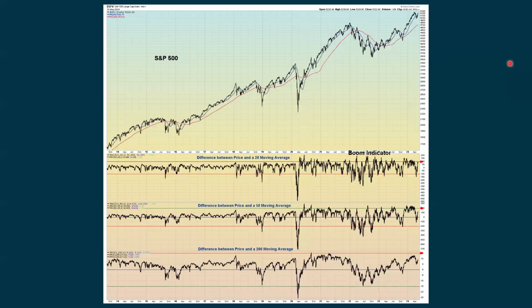Then this is an indicator that I developed decades ago, but just in the last few years came up with a name for it. It's called the boom indicator. And this measures how far away is price, either above or below a moving average. You can see on the chart that when we get far away from a moving average, it has a tendency to bounce back. Boom, it goes back to that moving average. They act like magnets or rubber bands here. And I measure a 20, 50, and 200 period moving average. And we can use this like an oscillator.